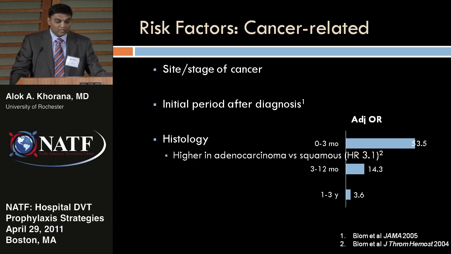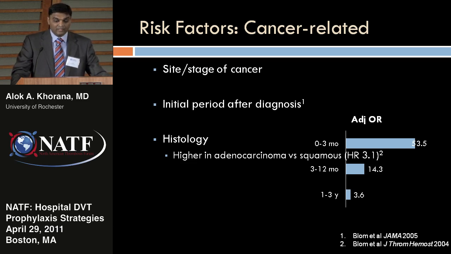The second most important probably is the initial period after diagnosis. So although cancer patients are at very high risk for VTE, the risk is not continuous over the natural history of their illness. It's highest in the first 3 to 6 months after diagnosis, then drops steeply in the 6 to 9 month period, although it doesn't reach the risk in the general population until 10 to 15 years after the diagnosis. And that's shown in this graph here.